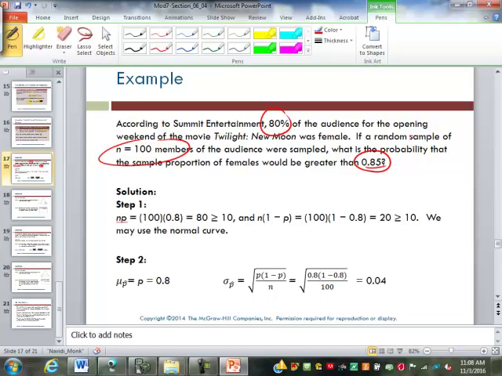So first we need the mean, well, 0.8. The mean of the sample proportions is going to be 0.8. The standard deviation of the sample proportions is going to be the square root of 0.8 times 0.2, that's just 1 minus 0.8, over 100.